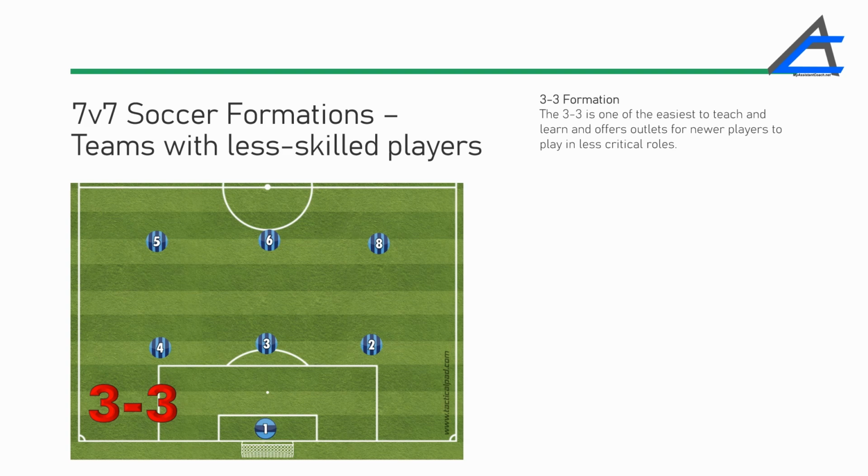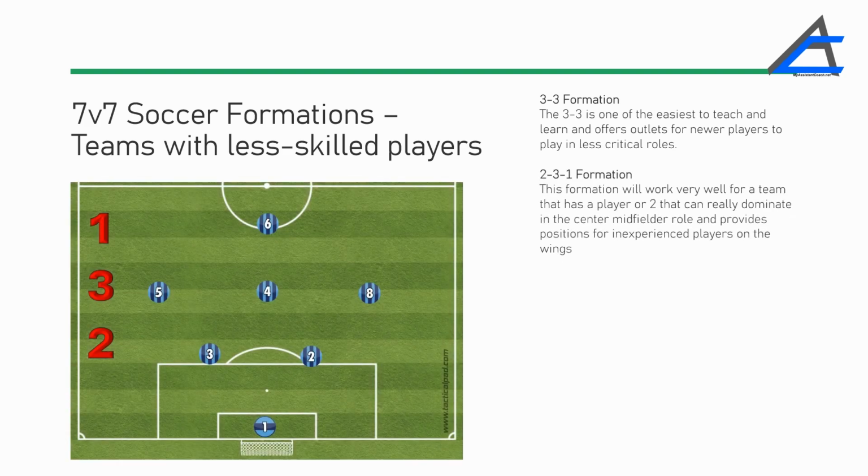The 3-3 is one of the easiest formations to teach a young team. There is a right, a center, and a left position of defense and midfield. With 4 wing players, if your percentage of inexperienced players was very high, this offers plenty of opportunities for them to play. Experienced players can also find success in this formation, but it can limit the attacking threat due to so many players on defense. The 3-3 is the easiest to teach and learn, and offers outlets for newer players to play in less critical roles.